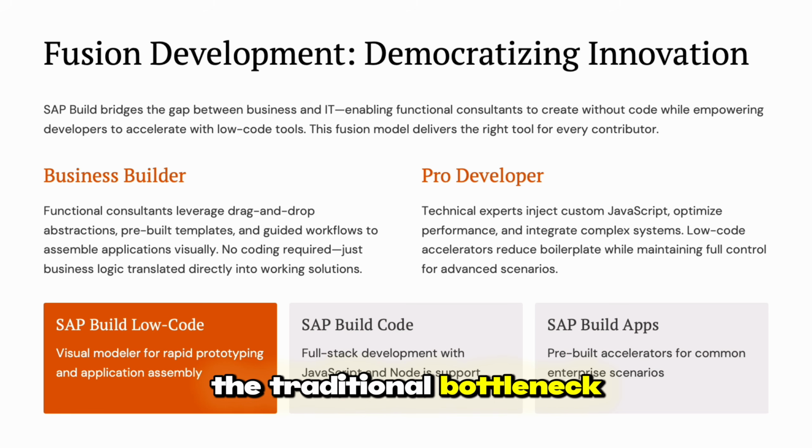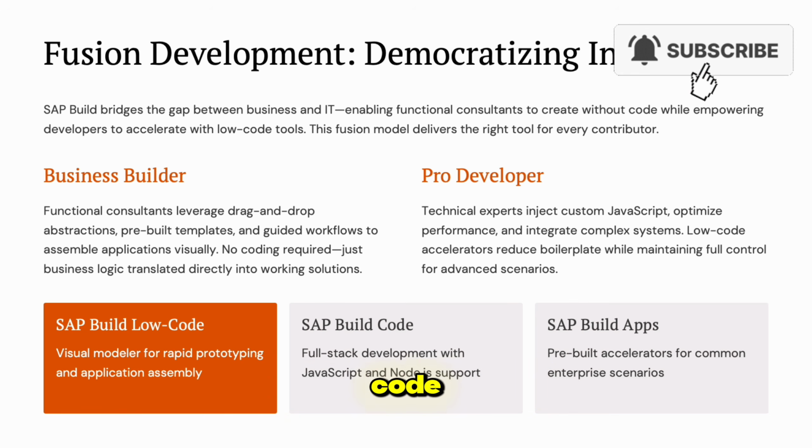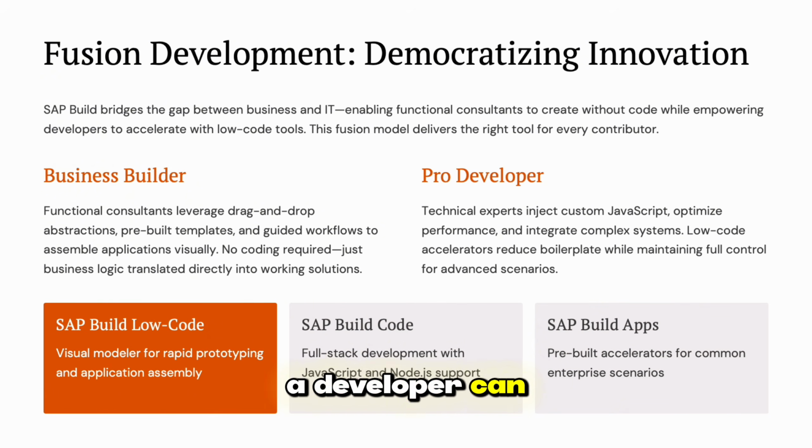The traditional bottleneck in SAP projects has always been the translation between the business requirement and the technical execution. A functional consultant knows the business process but can't code. A developer can code but doesn't understand the nuance of a credit memo or a goods receipt. SAP Build destroys this wall.